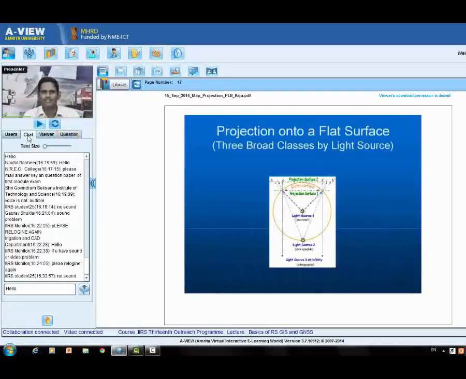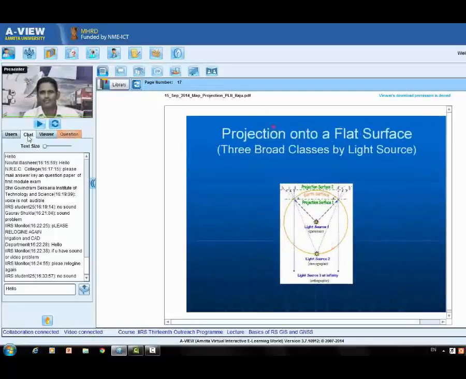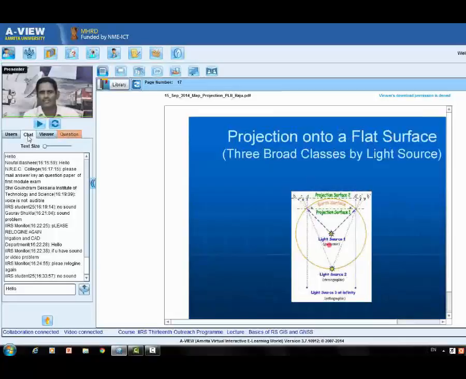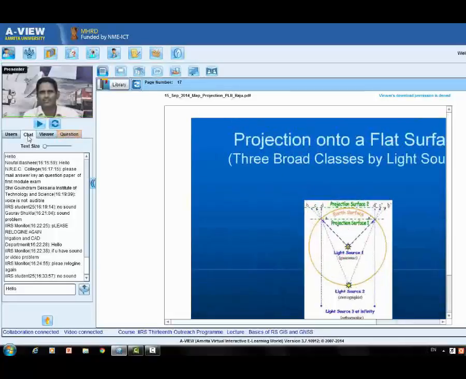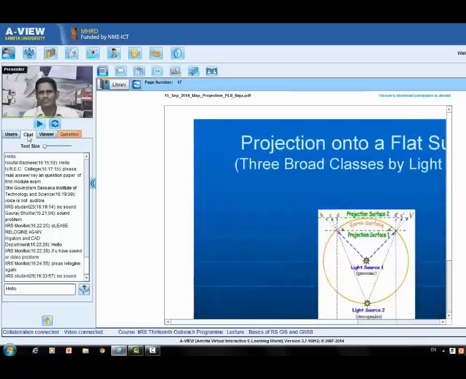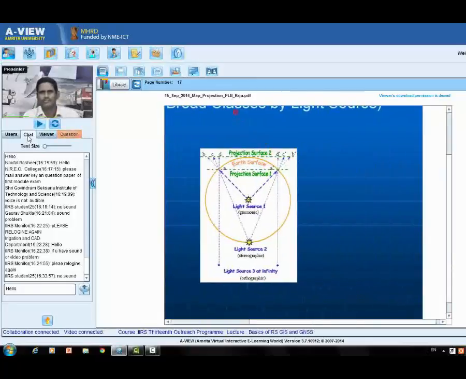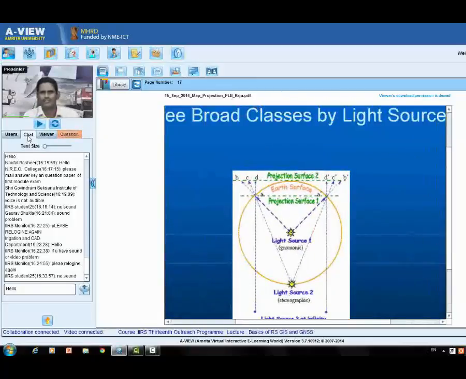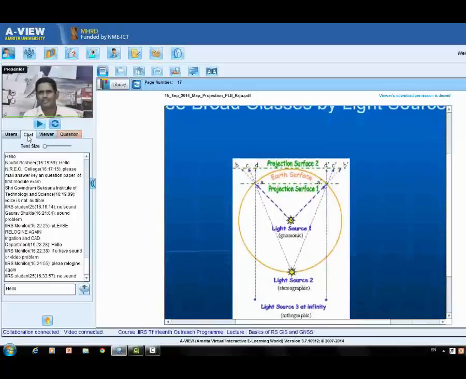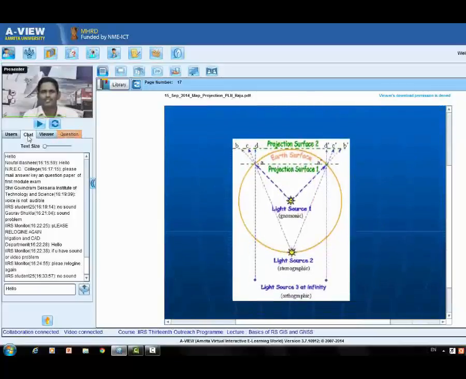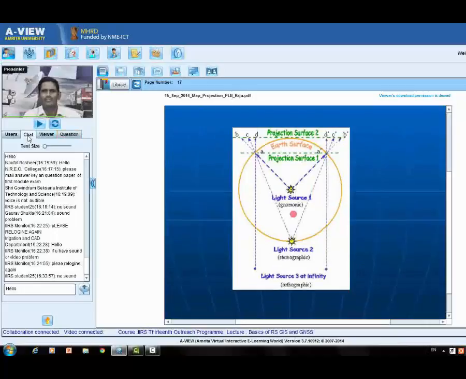See, if you see this, I don't know whether you are able to see. I'm just trying to zoom it, I don't know. The same thing what you say, that different types of projections.